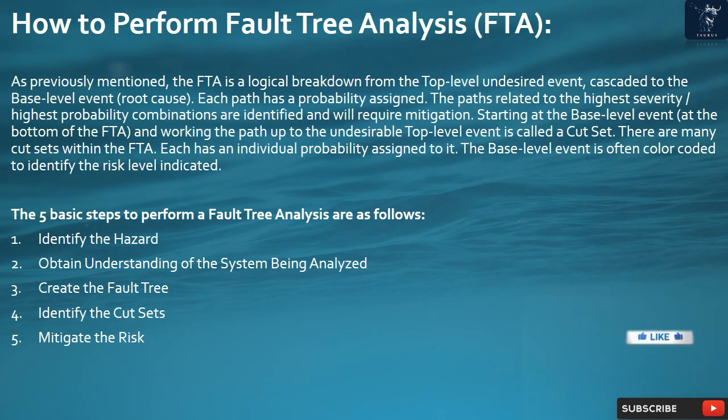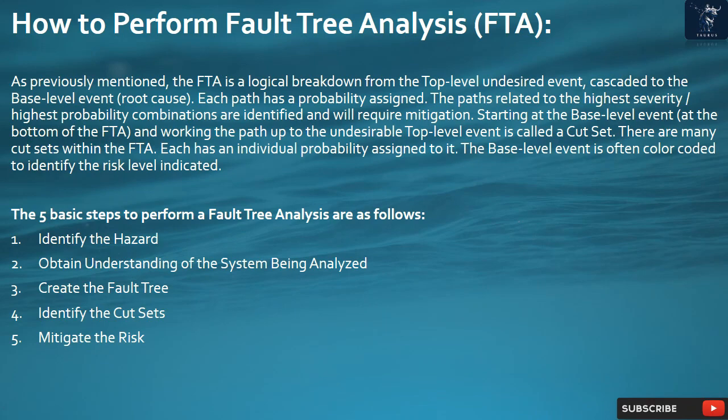Starting at the base-level event, at the bottom of the FTA, and working the path up to the undesirable top-level event is called a cut set. There are many cut sets within the FTA. Each has an individual probability assigned to it. The base-level event is often color-coded to identify the risk level indicated. The 5 basic steps to perform a fault tree analysis are as follows.